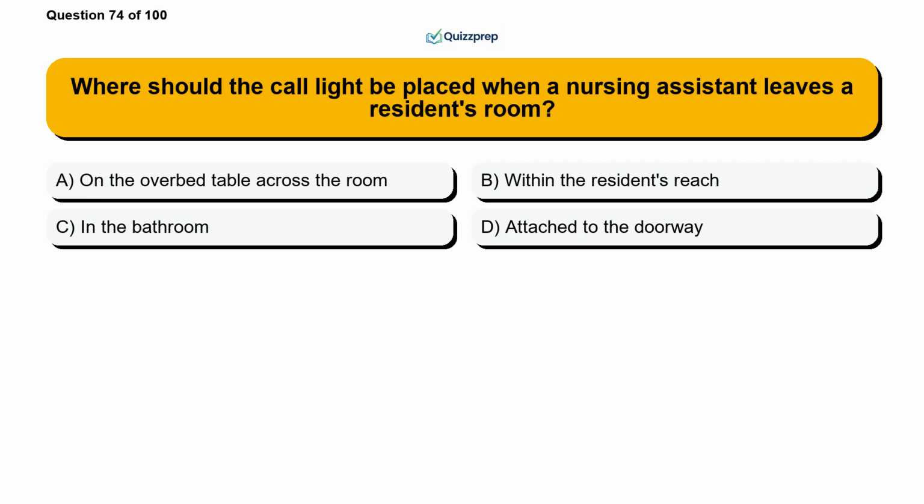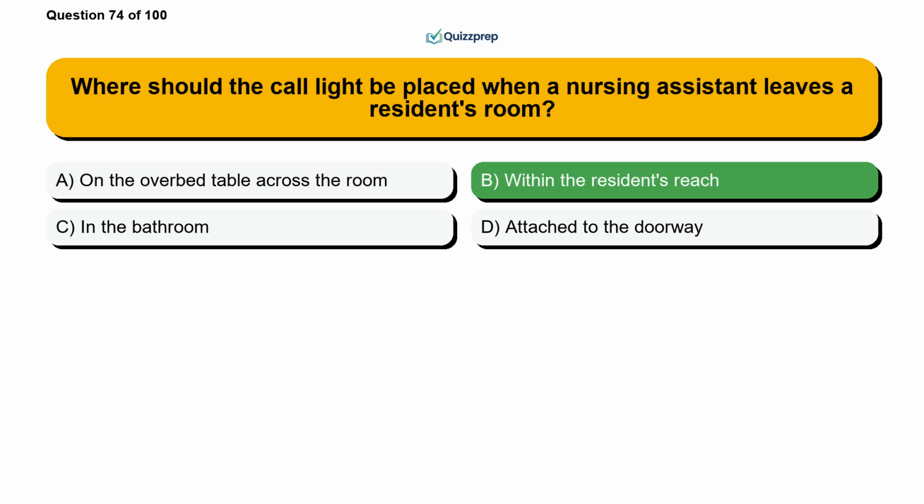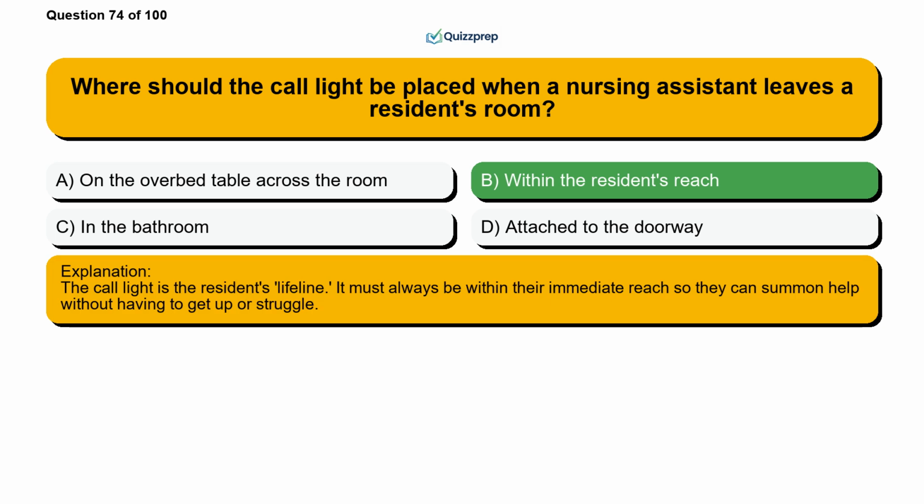Question 74. Where should the call light be placed when a nursing assistant leaves a resident's room? Option A, on the overbed table across the room. Option B, within the resident's reach. Option C, in the bathroom. Option D, attached to the doorway. The correct answer is option B, within the resident's reach. The call light is the resident's lifeline. It must always be within their immediate reach so they can summon help without having to get up or struggle.